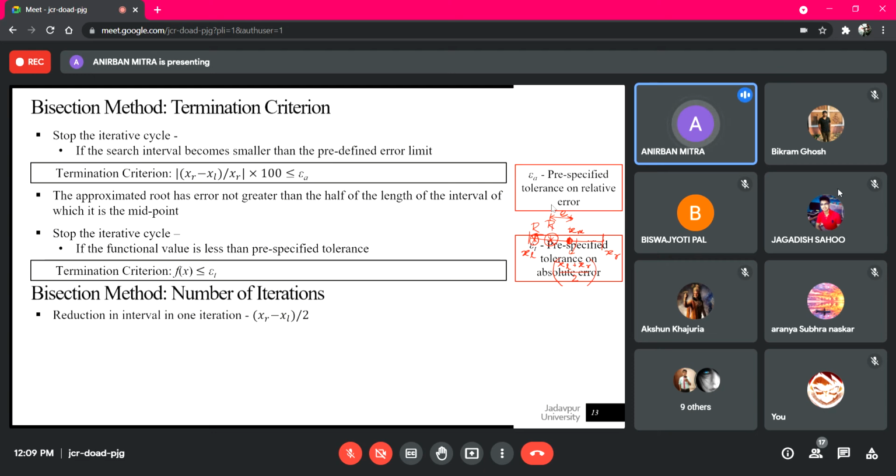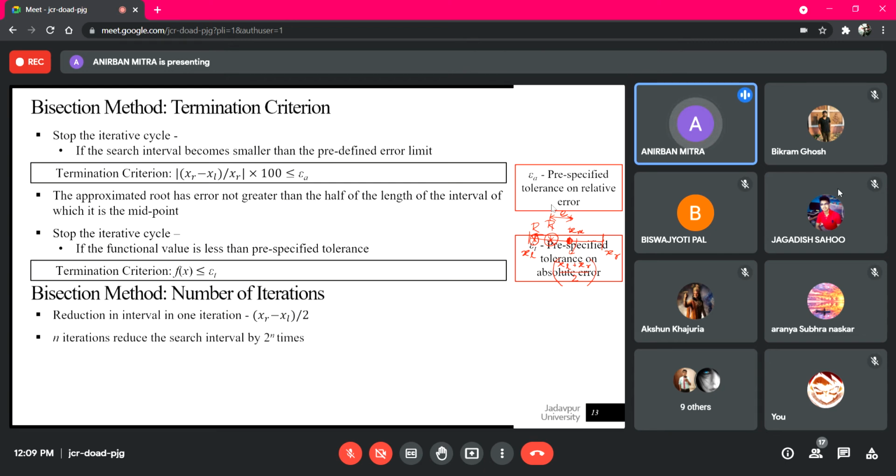The reduction in each interval is basically by half. So if the original interval is XR minus XL, then the modified search interval is quite obviously (XR minus XL) divided by 2. And this is true for all the iterations, right from the start to the end. In each of the iterations, the search interval is getting halved.